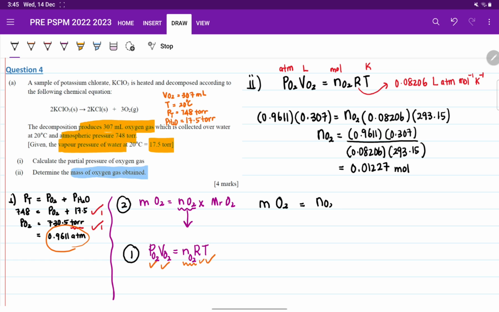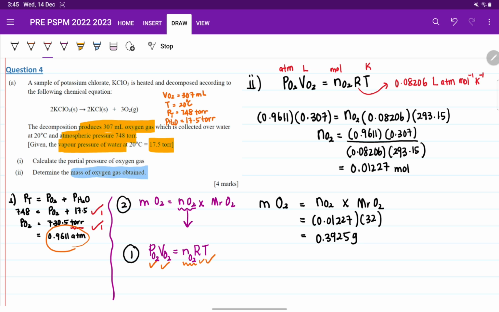So number of mole of oxygen times the molar mass of oxygen. Remember oxygen gas is O2, it's already written here, so don't miscalculate its molar mass. So number of mole 0.01227 mole and molar mass of oxygen. One oxygen is 16, so oxygen gas will be 32 gram per mole. So substitute and you will get the mass of oxygen as 0.3925 gram. So that will be your final answer.